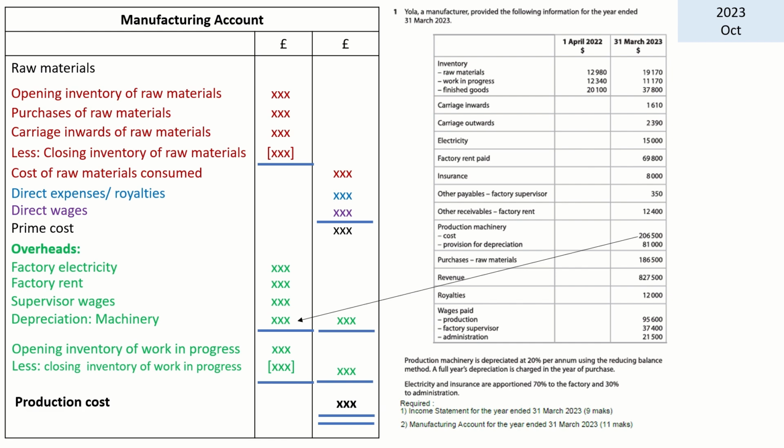Depreciation of machinery, you take 206,500 minus 81,000. Calculate 20% should be transferred to depreciation machinery. Opening work in progress 12,340. Closing work in progress 11,170. Now you exactly know where to transfer the information to a manufacturing account. Take a few minutes to complete the manufacturing account.